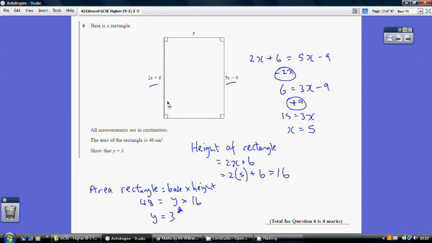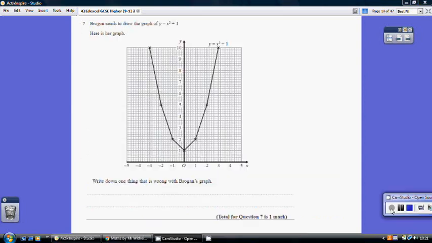So x is 5, so I can work out the height of the rectangle by substituting x being 5 into either of these two equations. Let's substitute it in this one, for example. 2 5s are 10, 10 add 6 is 16. So the height of the rectangle is 16. We need to show that the base is 3, but the area.